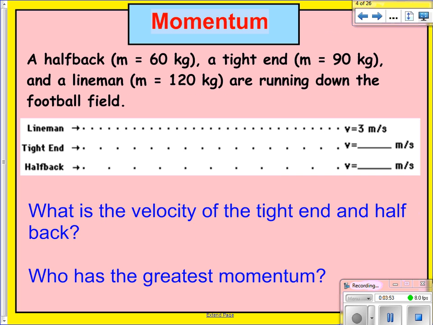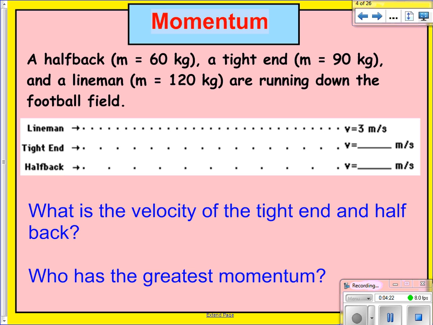Let's look at another example. In this picture, we have a situation with a halfback, a tight end, and a lineman. The halfback is 60 kilograms, the tight end is 90 kilograms, and the lineman is 120 kilograms, and they're running down the football field. You'll notice the picture gives you a ticker mark diagram of what's going on. We've also called these motion maps. The idea is that for every unit of time, a mark has been made with a dot.